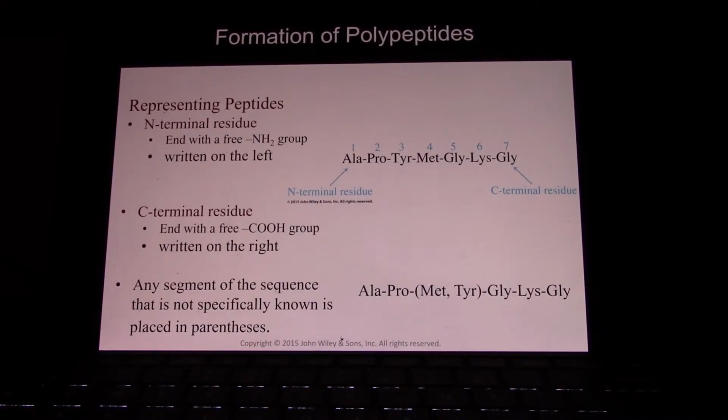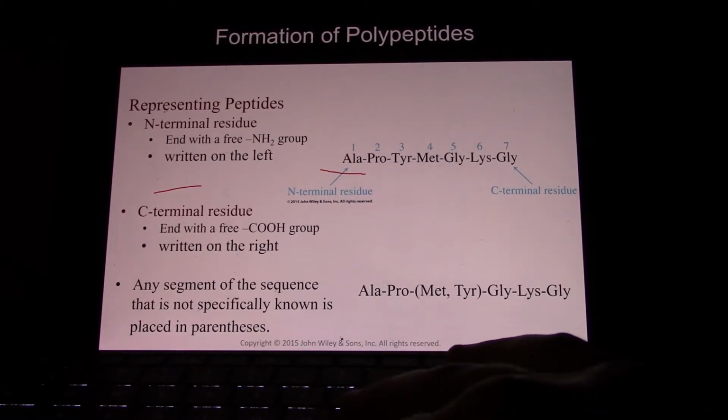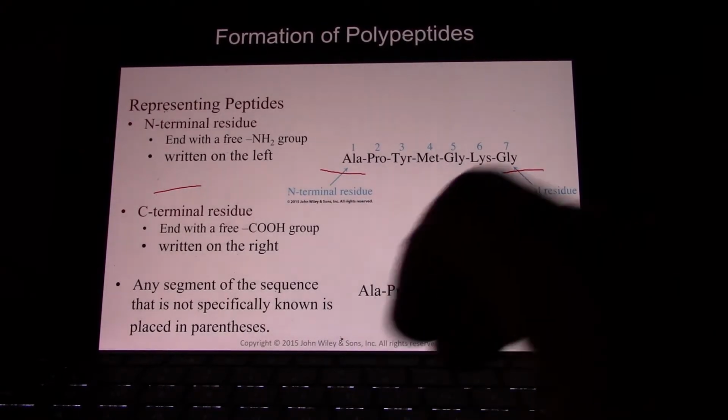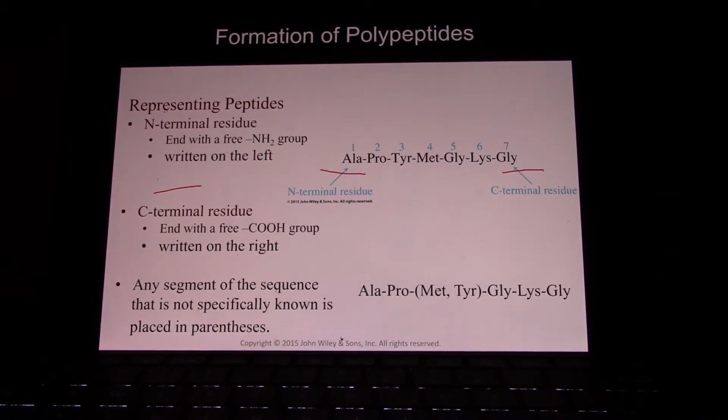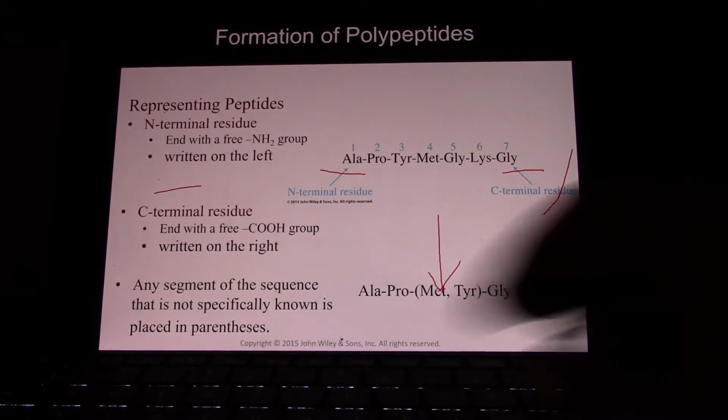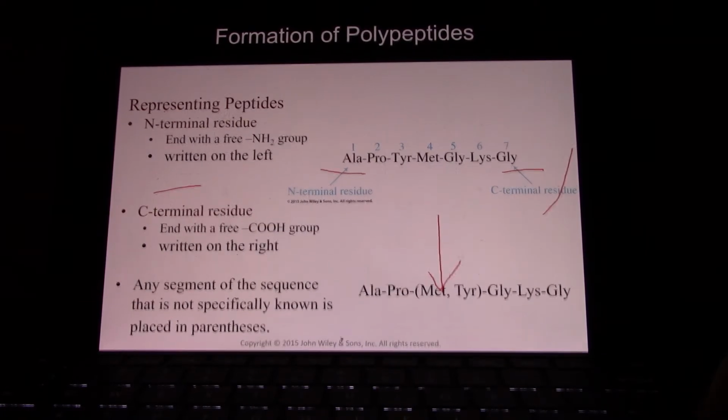So representing peptides, the N-terminal residue ends with a free NH2 group, and that's written on the left. So the N-terminus, the beginning amino acid, is always on the left, and we keep writing out the amino acids in linear order until we get to the C-terminus, which will have the free carboxylic acid group. If any segment is not specifically known, it gets put in parentheses. And that lets the reader know it's not specifically known.